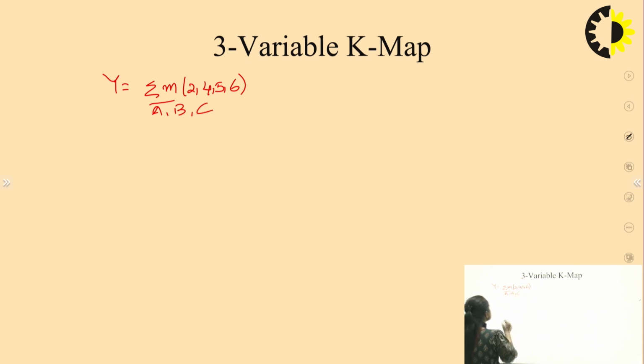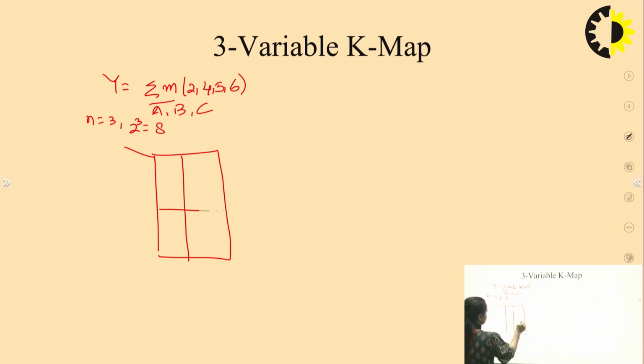And now as it is a 3 variable question, the number of squares that I have to make is 8. I can make it this way. If I write AB here, I'll be writing C here, right? So C, I'll have 0 and 1 possibilities. AB, I'll have 00, 01, this is 11 and this is 10, right? The same way we elaborated.